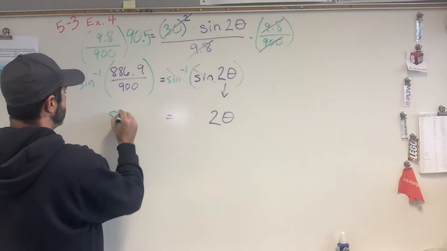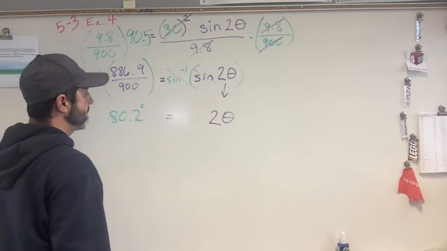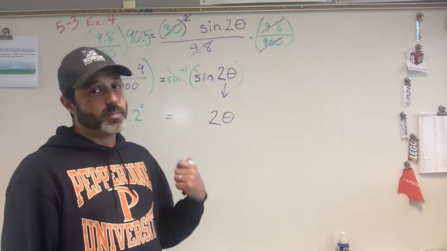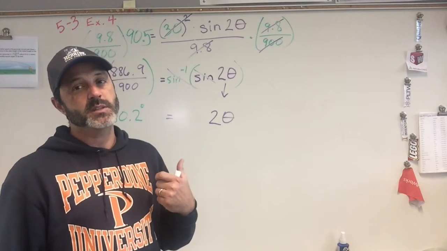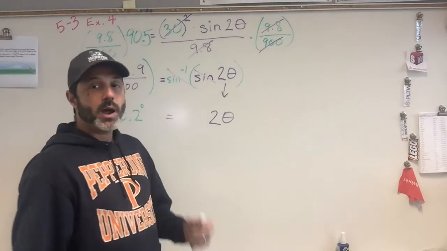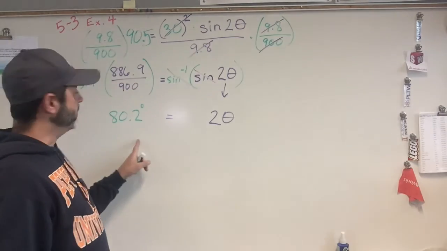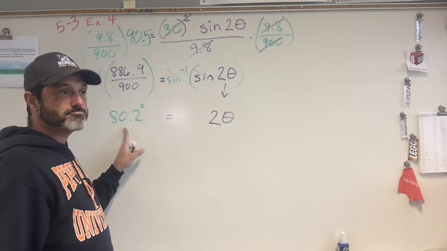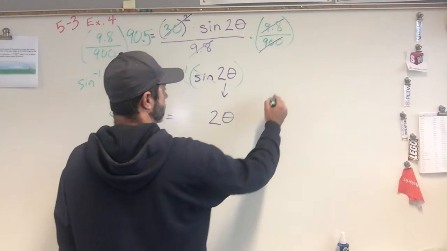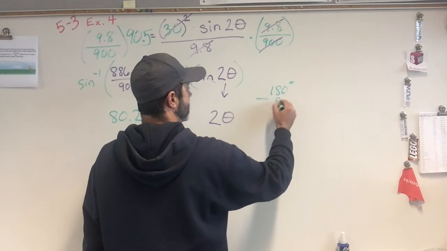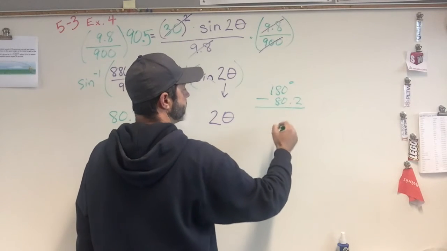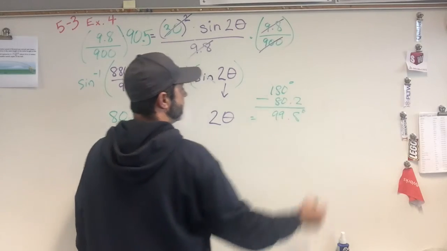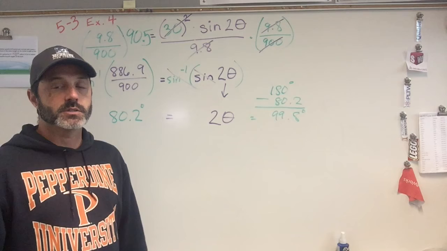So, 80.2 degrees. Okay. Now that's one possibility. That's either the line drive or the pop fly. Kind of feels like the pop fly at 80 degrees, doesn't it? Hold on. How would I get the other angle? Well, I would take this and subtract it from 180 degrees. So 180 degrees minus 80.2 is 99.8 degrees.